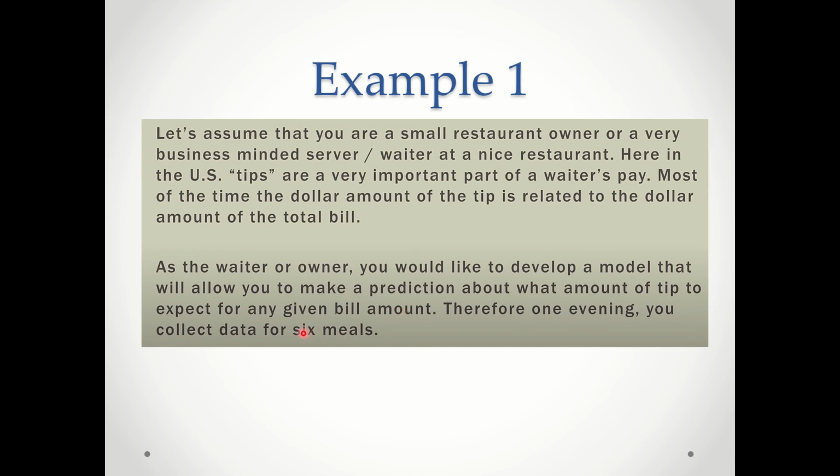Therefore, one evening you can collect the data for all the 6 meals. So every evening you will be able to collect. You have served 6 different meals, and these are the 6 different bill amounts. Then how will you predict what would be the tip amount that you are supposed to get?